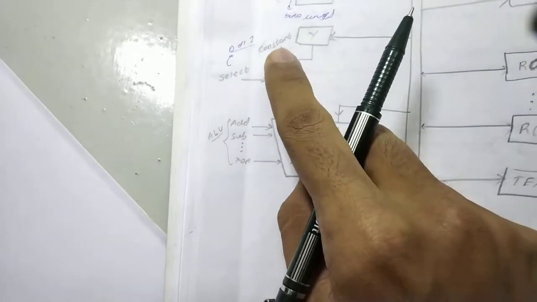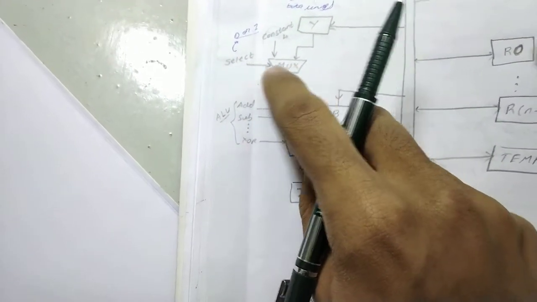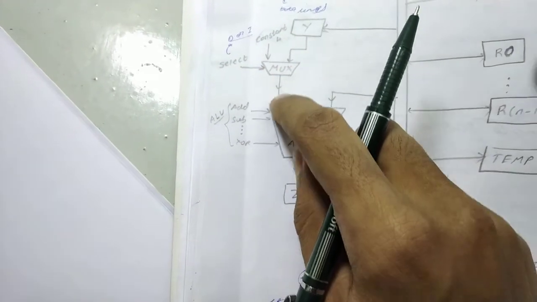Now we have the select 4. So this 4, it will come through this multiplexer. Here we will give the select 4 instruction signal. So it will come through this multiplexer into this A.